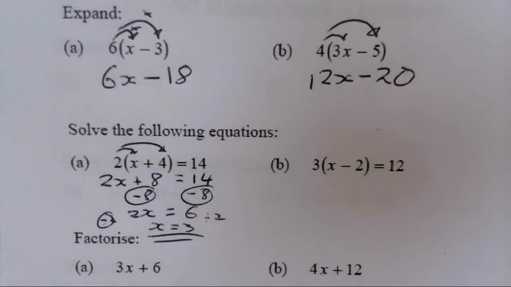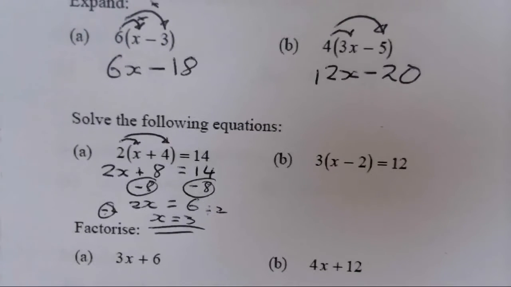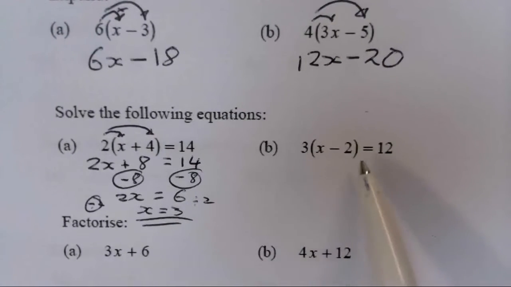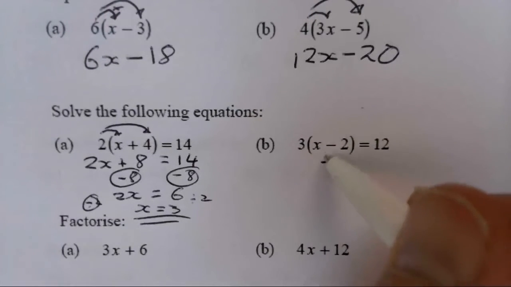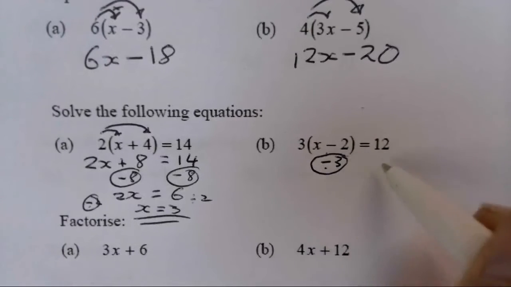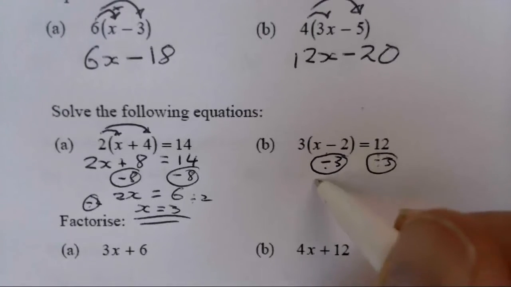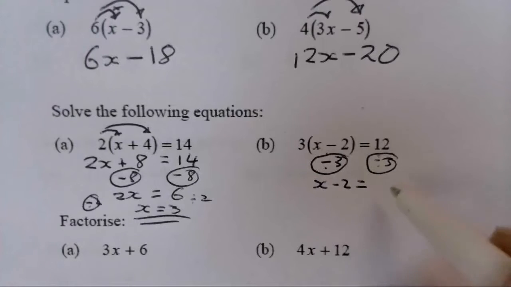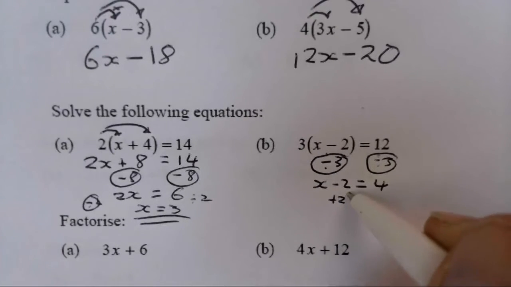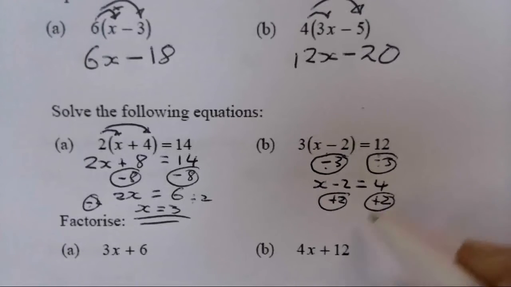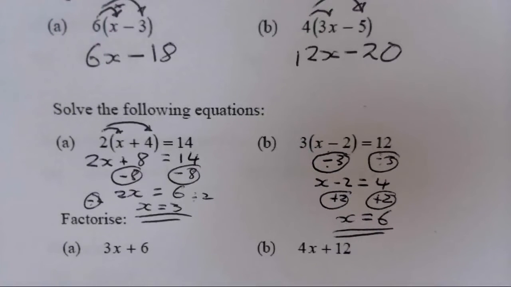Now that's not the only way of working this type of question out. If it's 3 multiplied by all of x minus 2, I can actually divide both sides by 3 to start with. And then that's going to give me x minus 2 is equal to 12 divided by 3, which would be 4. So then I add 2 to both sides to undo the taking away 2, and that gives me x is equal to 6. So there's more than one way of being able to solve this type of question.